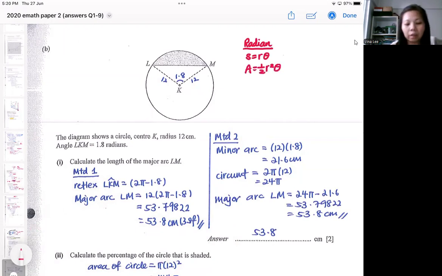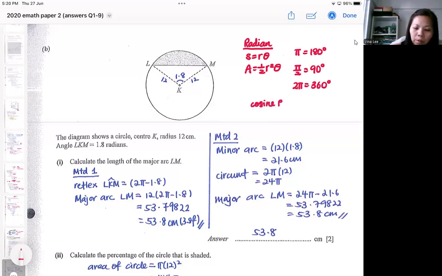But if you are doing the question in radian, do remember that pi radian is 180 degrees. So if you are using 90 degrees, it's equivalent to pi over 2. 2 pi is 360 degrees. So you need to remember the equivalence of it. And you must also know the idea of major arc, minor arc. However, in this topic, sometimes there will be some use of cosine rule, or some use of area of triangle, half AB sine C. So that is a quick overview for this topic.